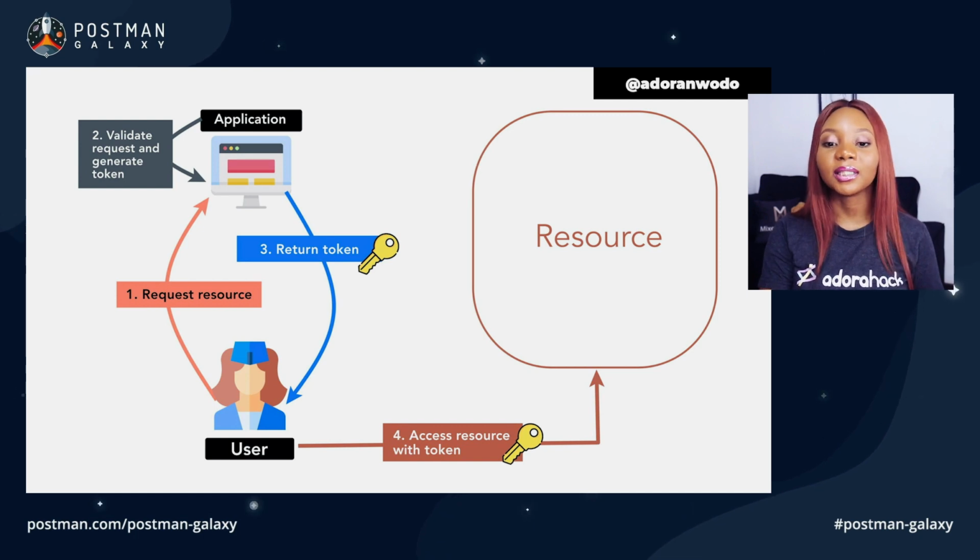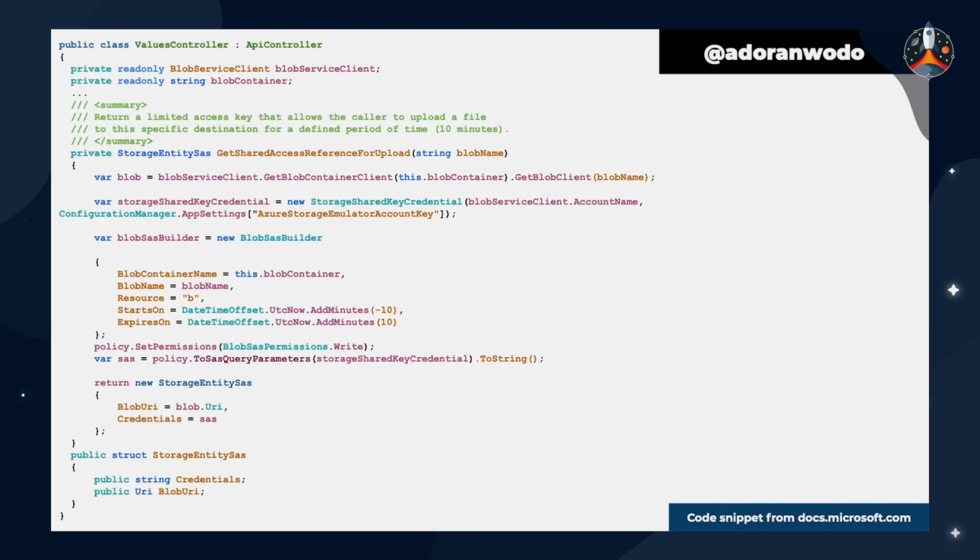Let's look at this code example here. I got this code example from the Microsoft website. What this source code is doing is returning a SaaS token to a user so that they can access Azure Storage with that token. And this token is only valid for 10 minutes.